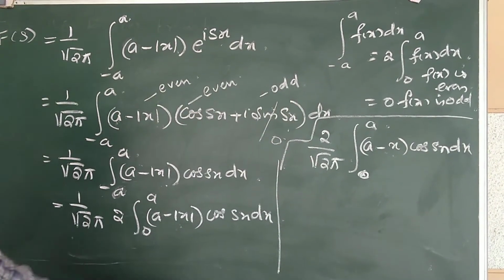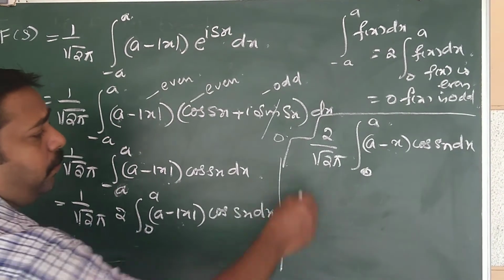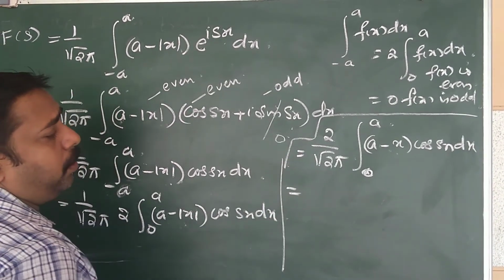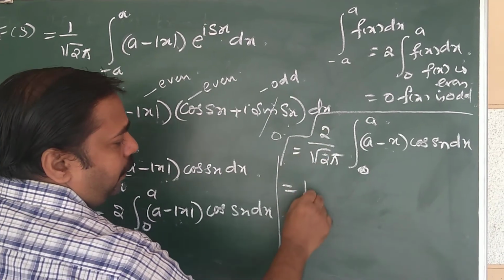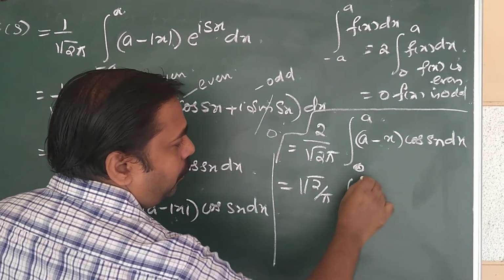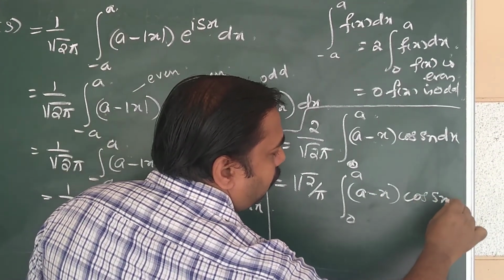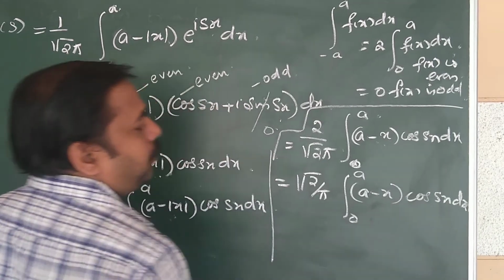Now we can apply the integration. So this is the technique we used. Here this 2 and root 2 cancel. That is root of 2 by pi integral from 0 to a of a minus x cos sx dx.